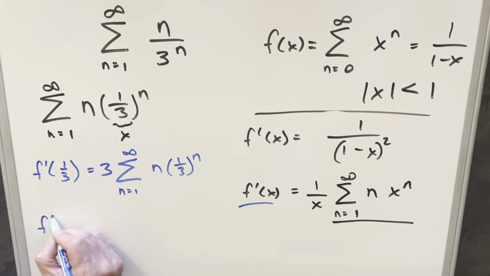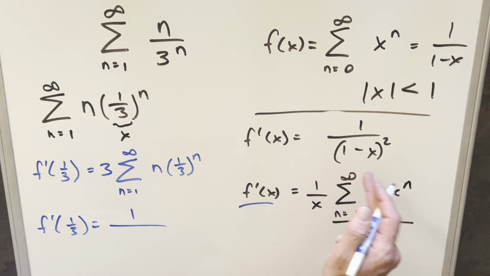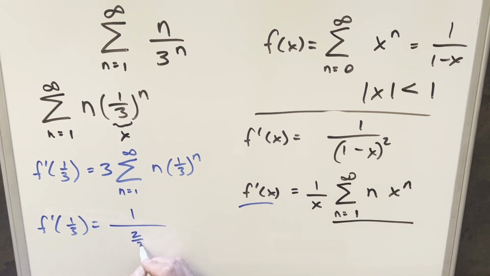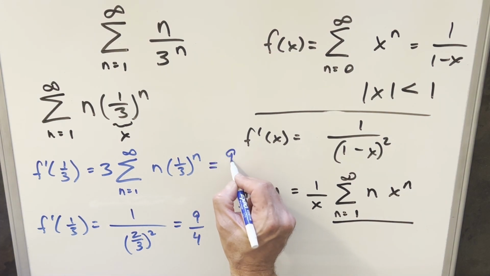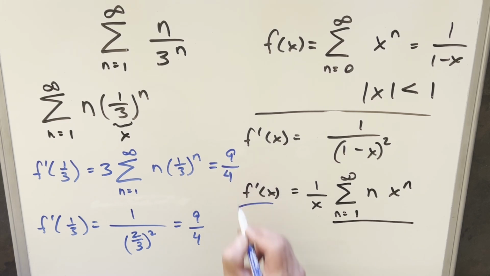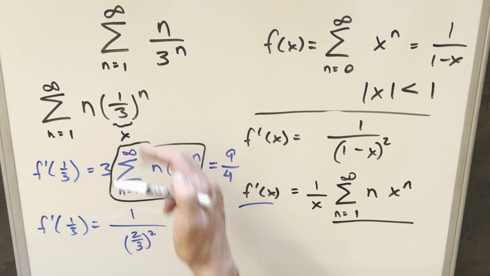But then we can also do the same thing with this other equation for our f prime of 1/3. Plugging in here, this is going to be 1 over (1 minus 1/3). That's going to be 2/3. And this is all going to be squared. Squaring that out, we're going to have 4/9 in the denominator, flip it, and this value is just 9 over 4. So what we can do is set these two things equal. This thing is going to be the same thing as 9 over 4. And so then all I need to do is solve for this piece right here, and that's going to be the answer to our problem.